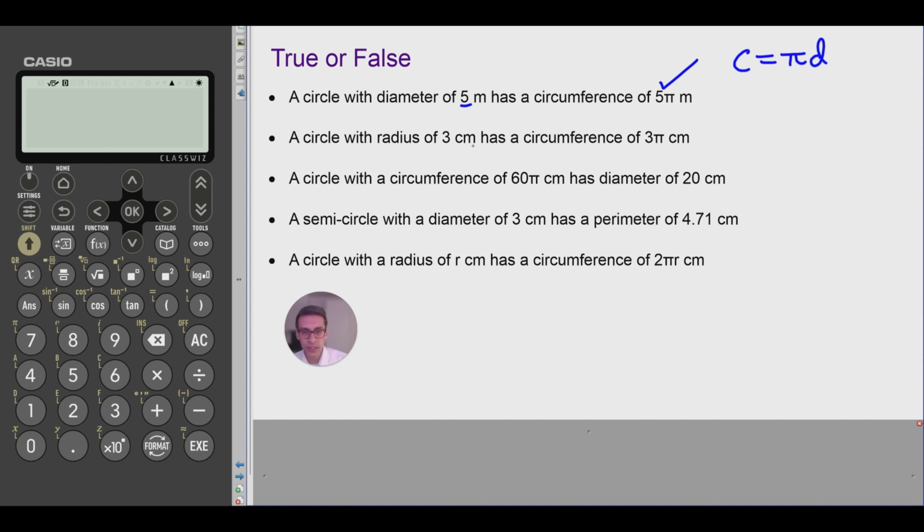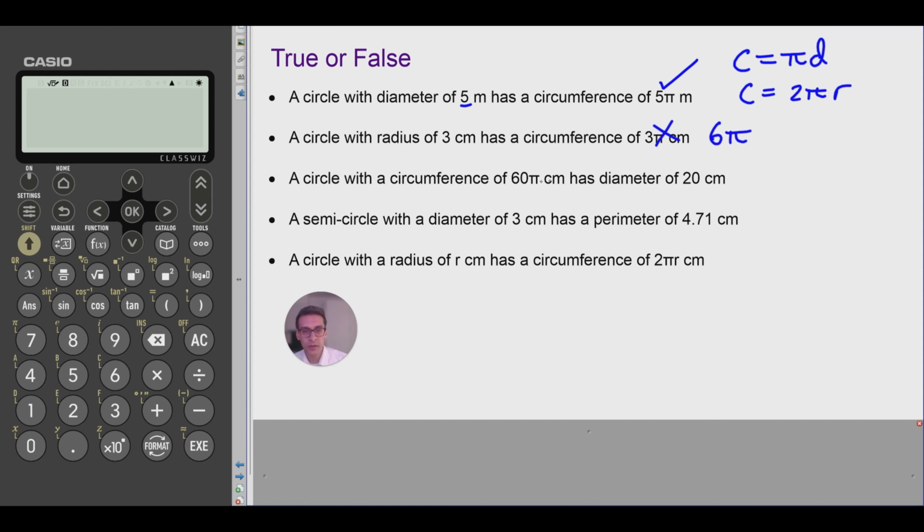A circle with a radius of 3 centimeters has a circumference of 3 pi. So if the radius is 3, we know circumference equals 2 pi r. Radius is 3. 3 times 2 is 6. So it should be 6 pi. So this is wrong. This is false.